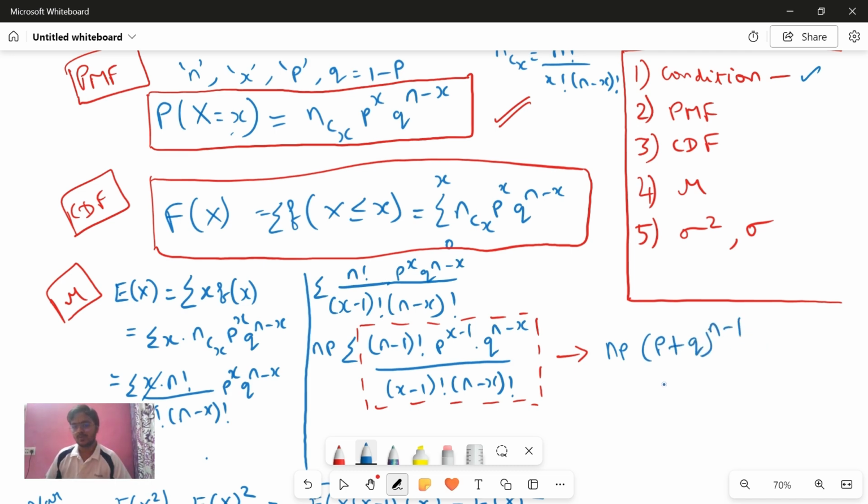Now, p plus q is what? It's 1, right? So we saw this already. q is equal to 1 minus p, I told you in the condition itself. So it's 1 power n minus 1, and 1 power anything is 1. So you get n into p. So guys, the mean for the binomial distribution is np, where n is the number of trials performed and p is the success probability.